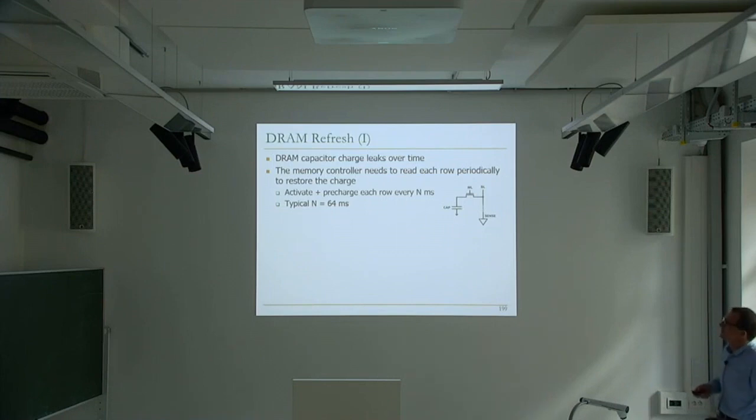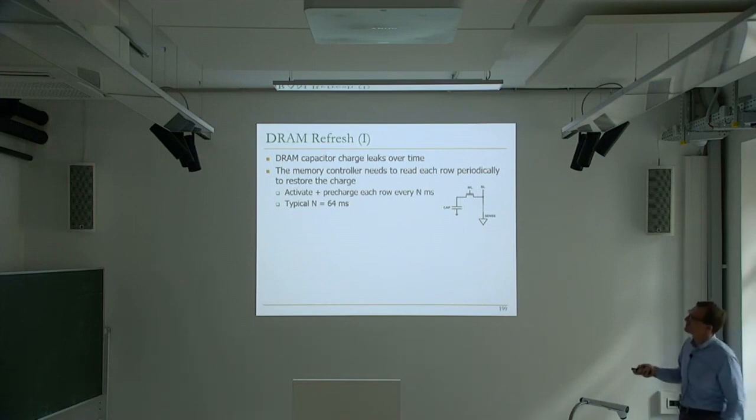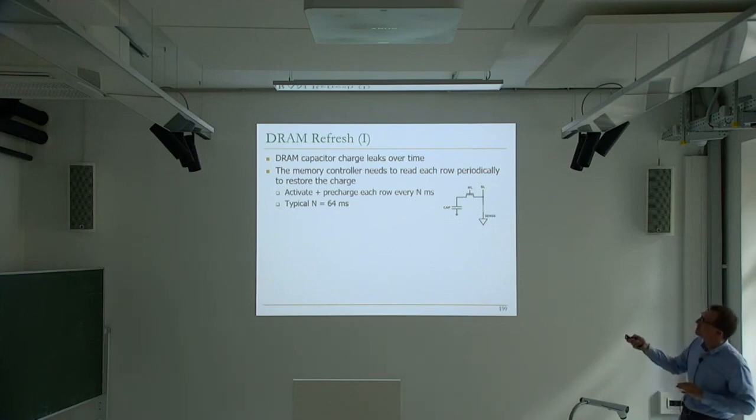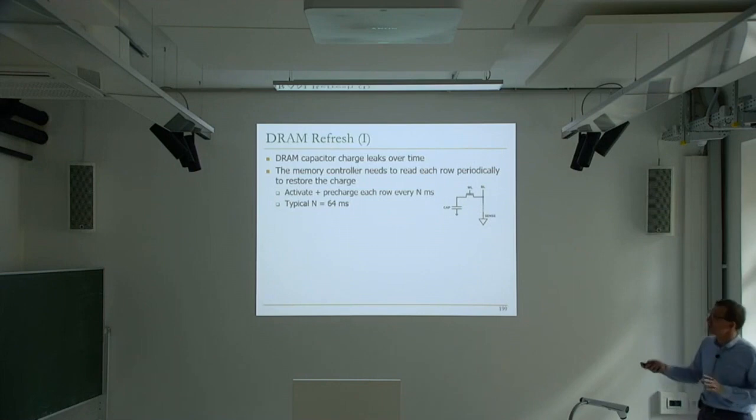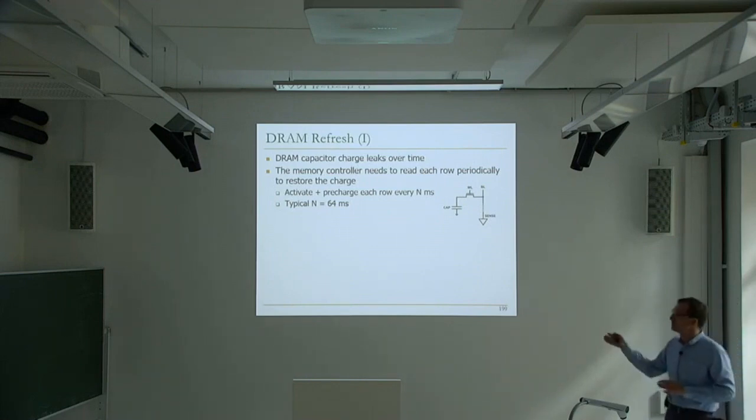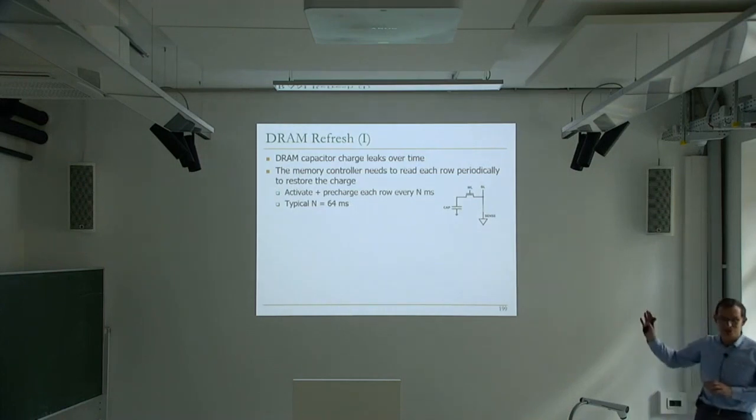We're going to talk more about refresh tomorrow, actually, in more detail. Okay, so refresh is also fundamental. Basically, a DRAM capacitor charge leaks over time, and the memory controller needs to periodically refresh to restore each charge. So fundamentally, you need to activate and pre-charge every row every n milliseconds. Typical n today is 64 milliseconds. Actually, this is reducing already. In LPDDR chips, we're already at 32 milliseconds.